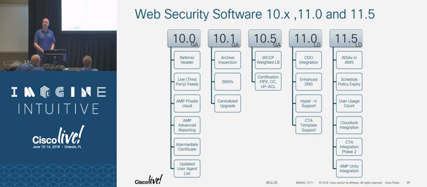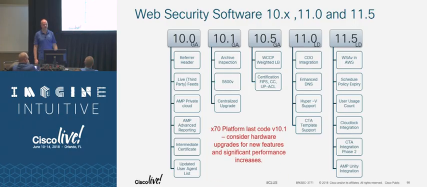If you're using CTA, I know not a lot of you had your hands up for AMP, but you have CTA. We enhanced the support in version 11. In 11.5, schedule policy expiry. That was one that a lot of you have been asking for. Cloud lock integration, AMP Unity integration. So if you're using AMP, another feature. And then throughout all of these, performance upgrades. So get upgraded. Now the only key is that if you have an X70, which is a pretty old version of hardware, the last code that's supported there is 10.1 on that box. We're not going to be supporting anything beyond that moving forward.